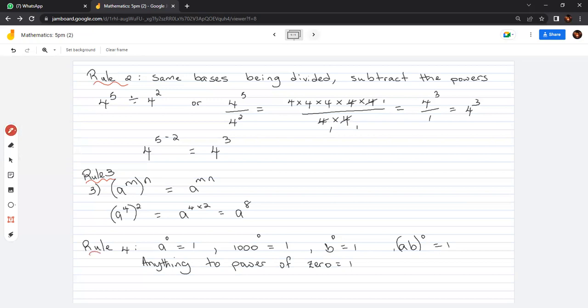Next rule, anything raised to the power of 1 is itself. So a to the power of 1 is a. 100 to the power of 1, it's 100. b to the power of 1, it's b. Your rule is anything to the power of 1 is itself.